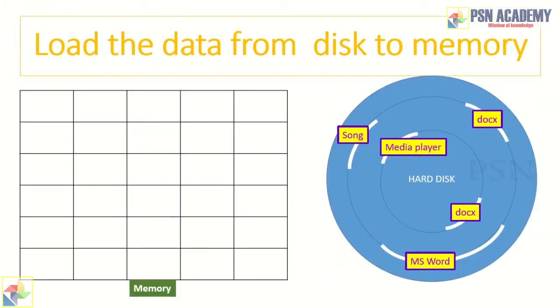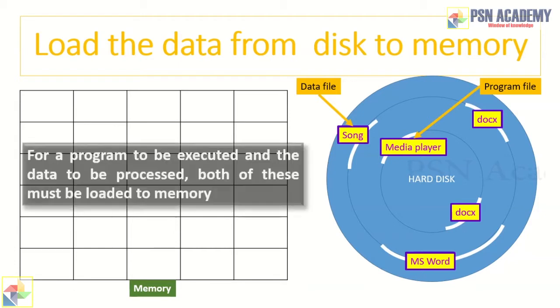Now, a little shift to the idea. The media player is a program file and a song is a data file on which it does some processing, right? Both of these are stored permanently on the hard disk. And for a program to be executed and the data to be processed, both of these must be loaded to memory.